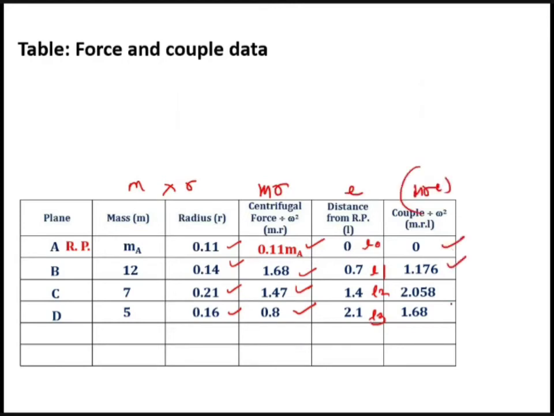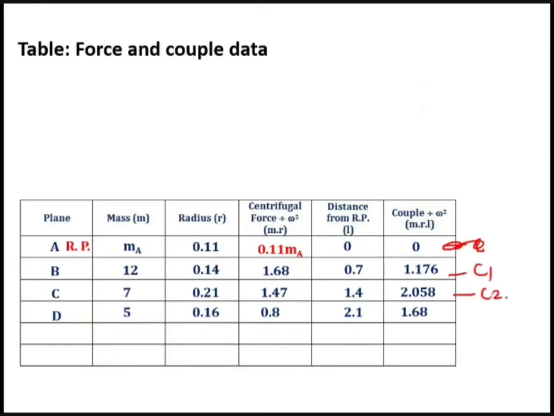So 0, 1.176, 2.058. Okay. So now what you are getting, this is 0, so this is couple 1, this is couple 2, and this is couple 3. Okay, so we are getting 3 couples here, and here you are getting FC1, FC2, FC3, and FC4, 4 centrifugal forces. Okay, so that we'll understand later on. So I hope you have understood how to tabulate the data.